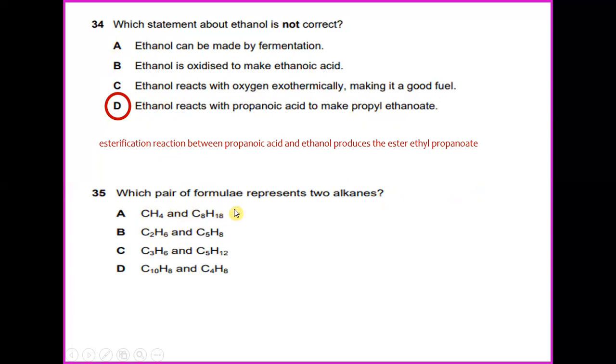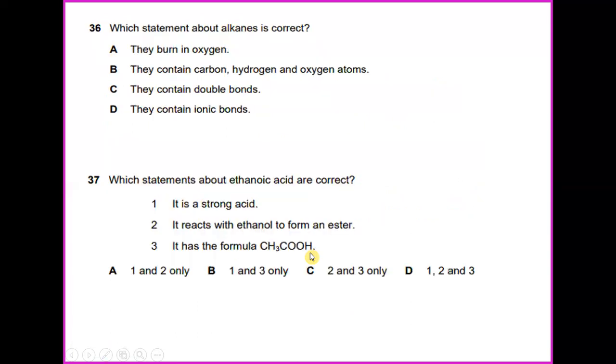And which pair of families represents two alkanes? Which is methane and octane. So the answer for number 35 would be A. And number 36, which statement about alkanes is correct? Methane, which is CH4, is an alkane and burns in oxygen to produce carbon dioxide and water vapor. So the answer would be A.